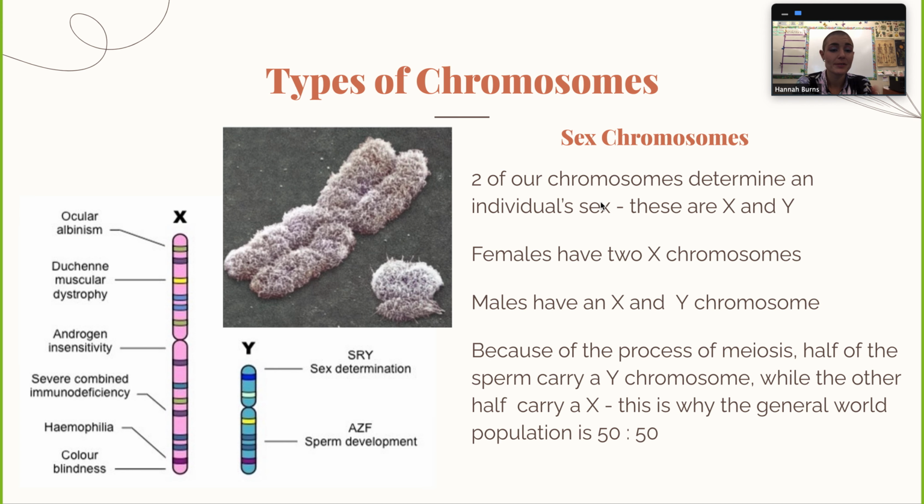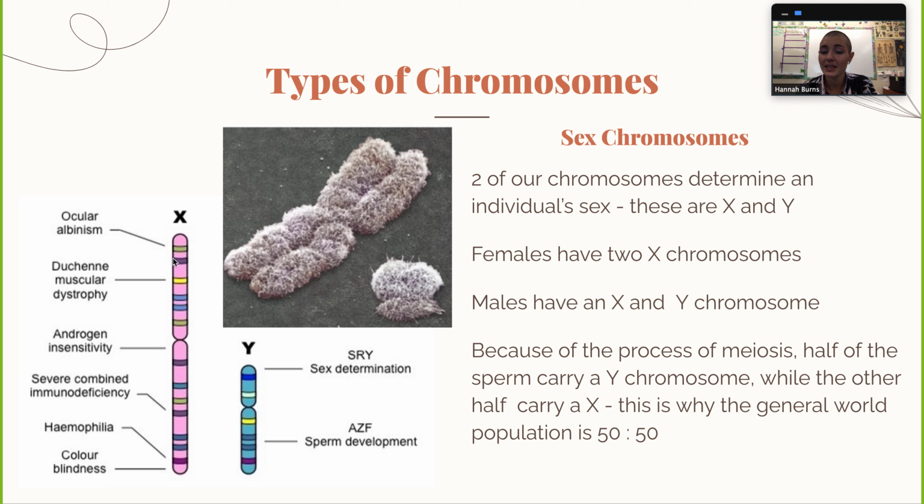So in terms of types of chromosomes, 2 of our chromosomes determine an individual's sex, so X or Y. Females have 2 X chromosomes, males have an X and a Y chromosome. And because of the process of meiosis, half of our sperm carry a Y chromosome and the other half carry an X, which is why in general, the world population is about 50-50, females to males.